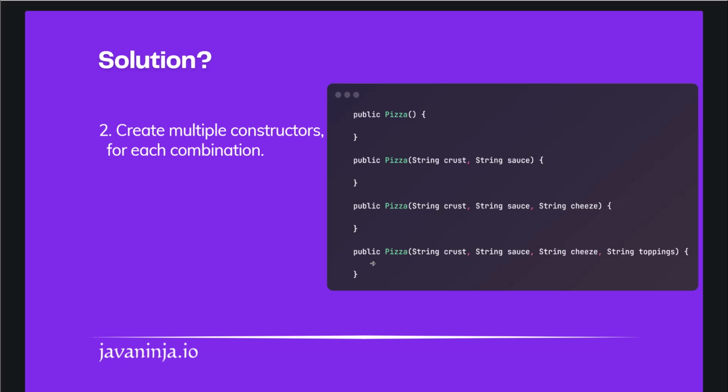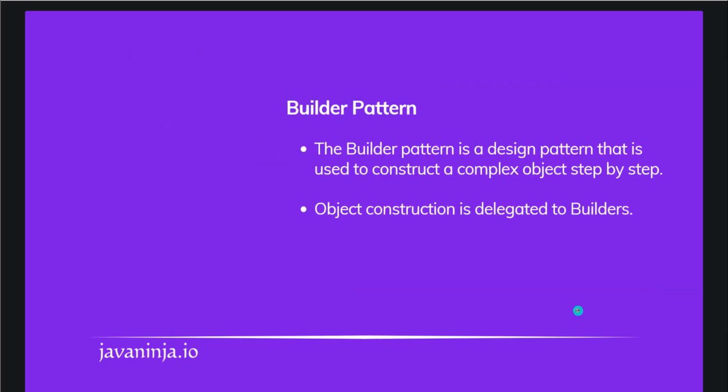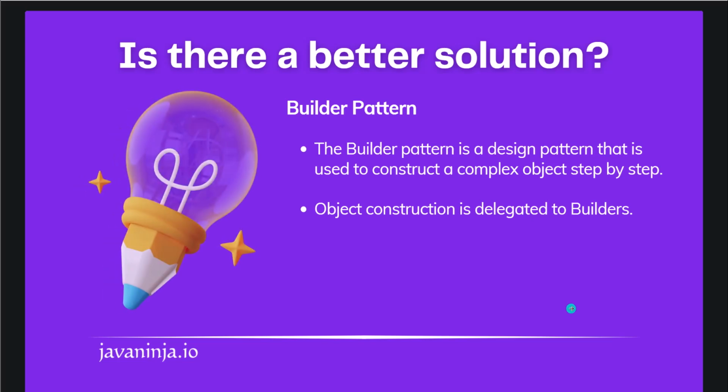But again, if there are more number of attributes, our class pizza will be filled up with a lot of constructors only. Some having one attribute, some not having that attribute. So it will become a lot bulky. So this does solve the problem, but it's not exactly a viable solution for us. So that's where builder pattern comes into the picture.